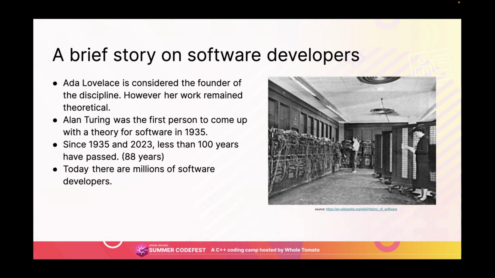Only later, with Alan Turing, in 1935, did someone come up with theories of software that then led to the field of computer science and software engineering. And also, I don't know if you know, but Fortran was invented in the late 50s, and COBOL was first conceived in '59.